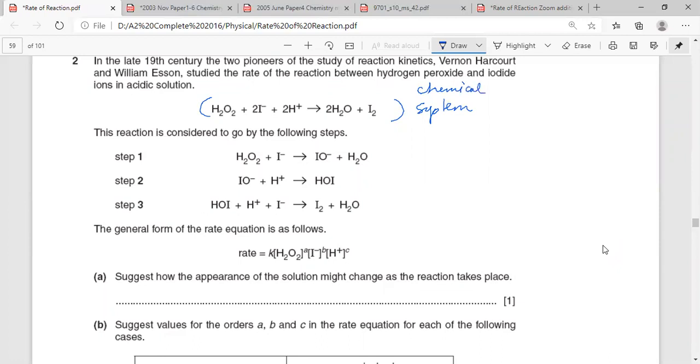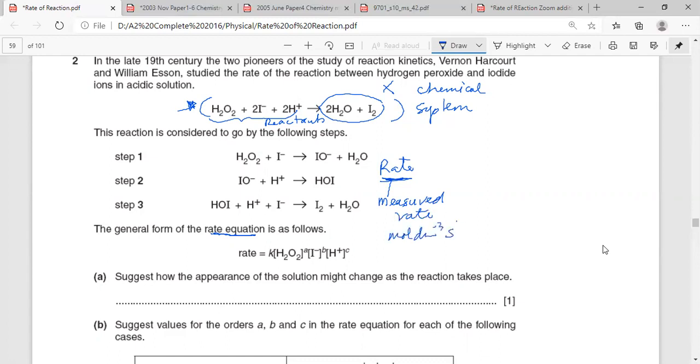These are your reagents or reactants. Remember, we are not dealing with the concentration of the products. We are only concentrating on this part here. The rate equation means how the rate, which is a measured rate, depends on things. The measured rate is always in moles per dm cubed per second. It equals, I thought it's proportional, but to make it equal you need to put a K here. This is called the rate constant. You will see later how they ask you about this.